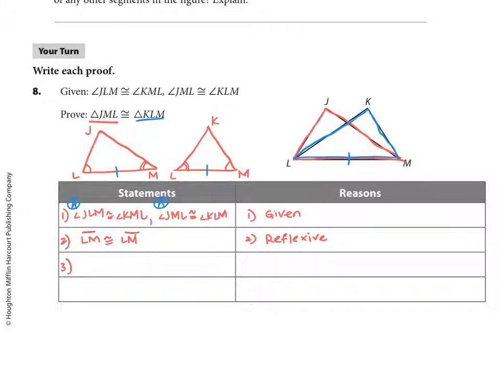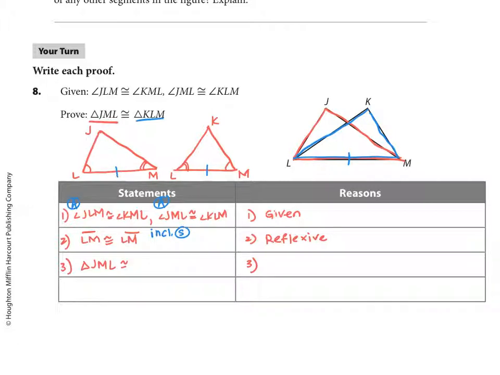Now I'm okay if you just write reflexive. Not going to be too picky here. This is our pair of included sides because LM is in between the vertex L and the vertex M. Those are the 2 angles we used, and therefore the 2 triangles are congruent.